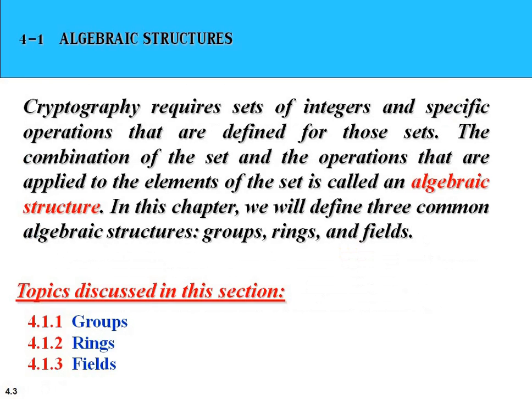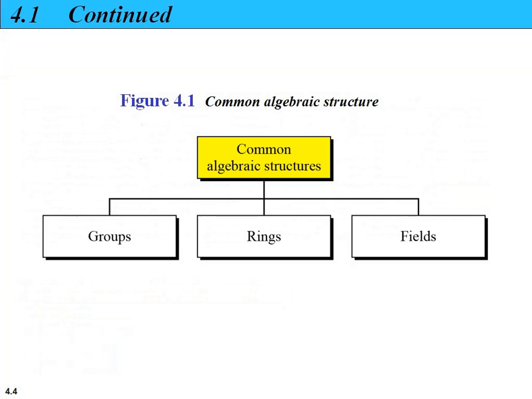As you know, cryptography requires a set of integers and specific operations that are defined on those sets. So till now we have studied different types of sets like Z, Zn, Zn star, Zp and Zp star, etc. The combination of the set and the operations that are applied on the elements forms an algebraic structure. As I have told, in this chapter we will be seeing three common algebraic structures, that is groups, rings and fields. First we'll see groups, then rings, and then fields.